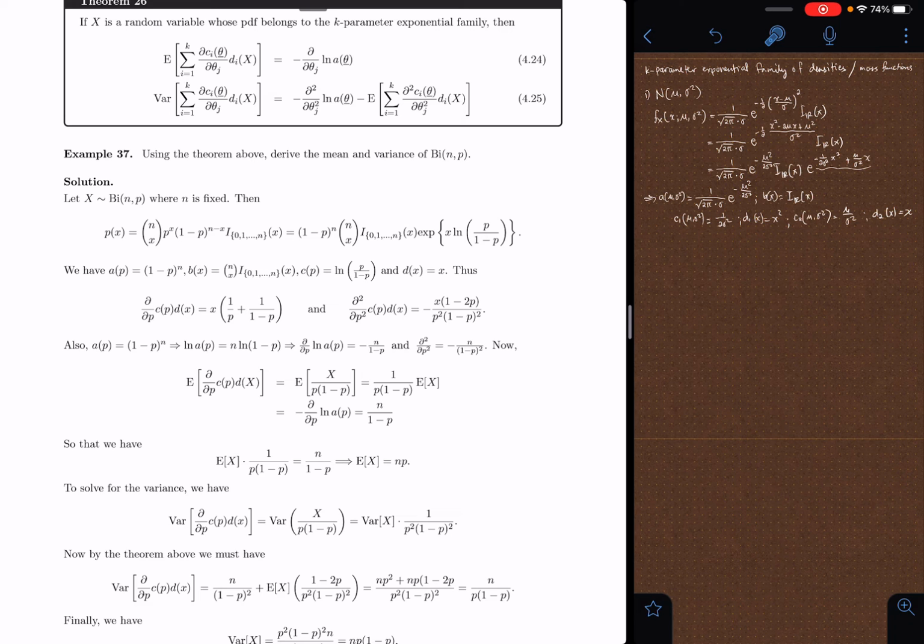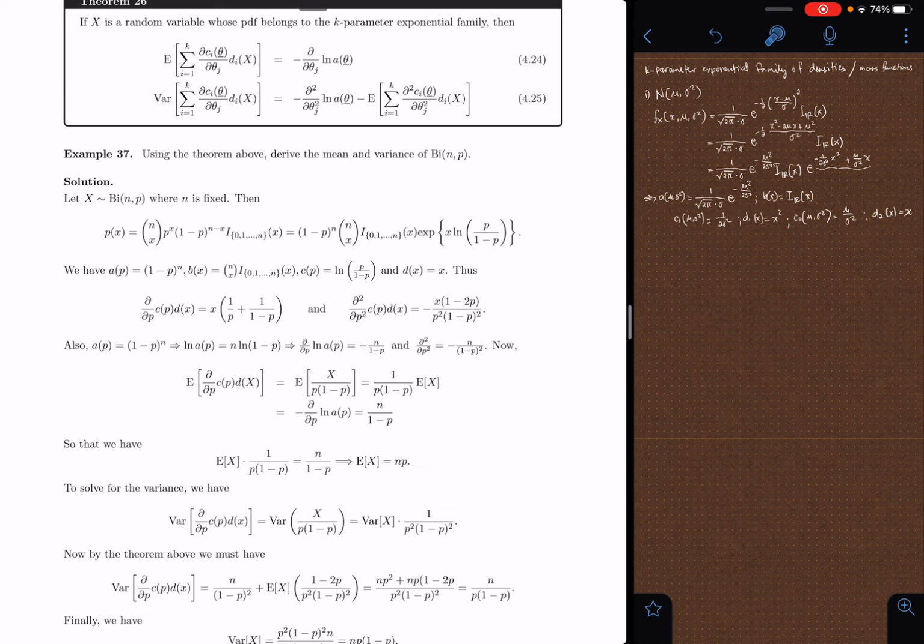Tapos, for the variance, gagamitin natin yung equation 4.25, syempre. So to solve for the variance, kailangan natin makuha yung variance ng partial ng C of P with respect to P times D of X, or the variance of X all over P times 1 minus P. Again, constant lang. Hindi naman random si P times 1 minus P. Then applying the property of the variance, maiwan yung random variable X, pero mas square yung constant natin. Kaya naging var of X times 1 all over P squared times 1 minus P squared.